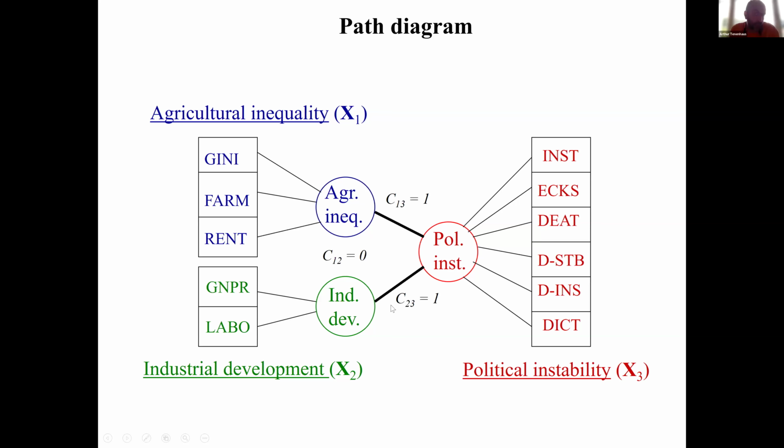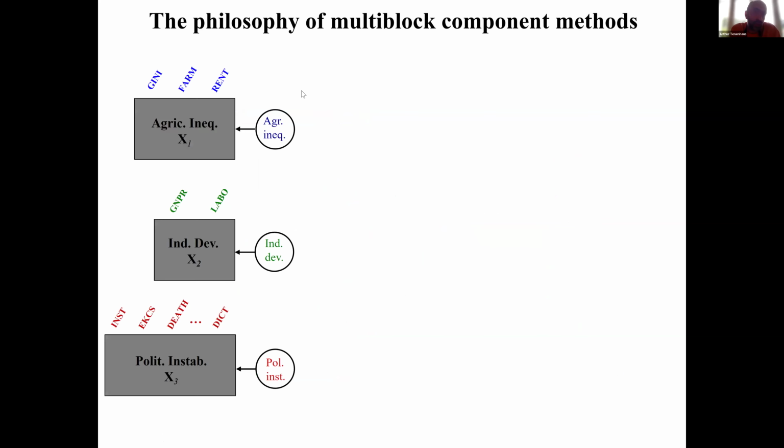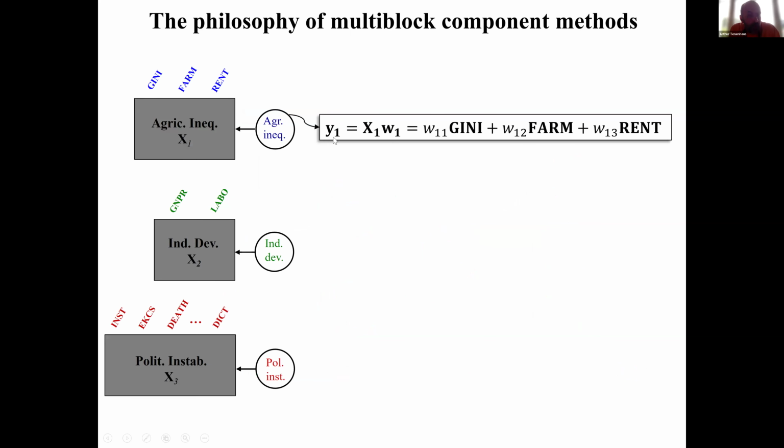And in the literature of dimensionality reduction or multi-block component methods, usually we estimate the concept agriculture inequality by a linear combination of the variables of the block X1. So Y1, which is an estimation of the latent agriculture inequality, is estimated by a linear combination of the variables of block X1. And so you can see that Y1 is estimated by a little bit of Gini, the first variable, plus a little bit of farm, plus a little bit of rent, okay? And the weights need to be estimated properly.